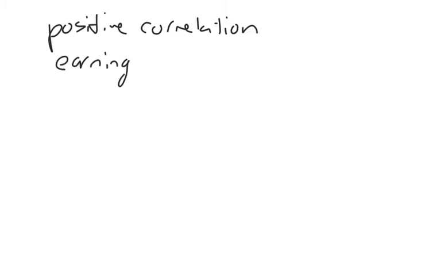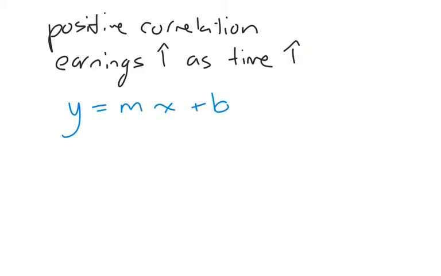Based on the shape of our previous graph, we can conclude that a positive correlation is present, since earnings increase as time increases. In our previous lessons, you learned that the equation of a line in slope-intercept form is y equals mx plus b, where m is the slope and b is the y-intercept.